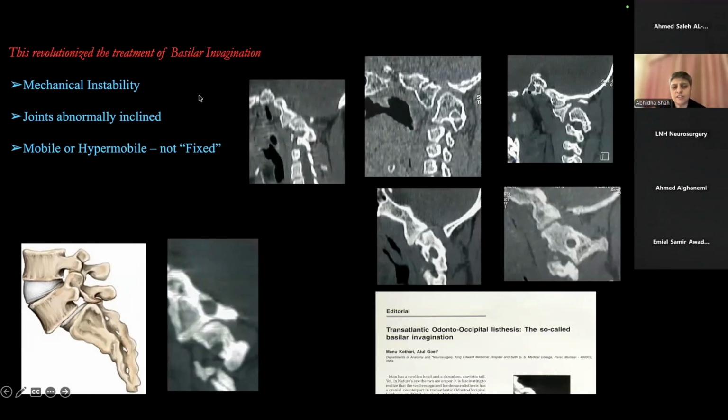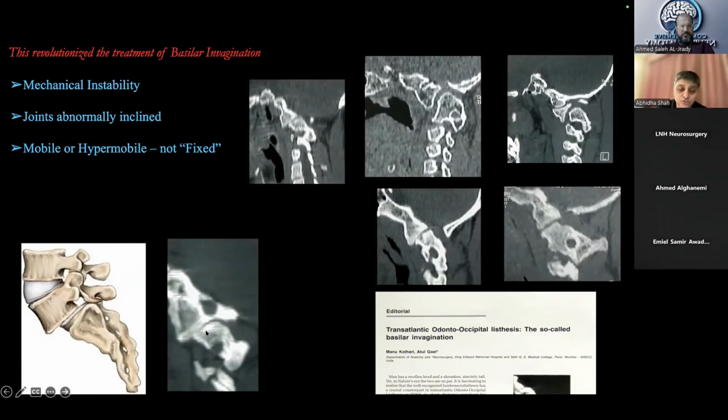So the whole theory of basilar invagination changed, where it was realized that it is not completely a congenital anomaly. It is mechanically unstable. The joints are abnormally inclined. They are not fixed. They are not only mobile, but they are hypermobile. And you can liken the basilar invagination to a lumbosacral listhesis. So just like the L5 falls over the S1, here the atlas falls over the axis, and we like to call it the odonto-occipital listhesis.